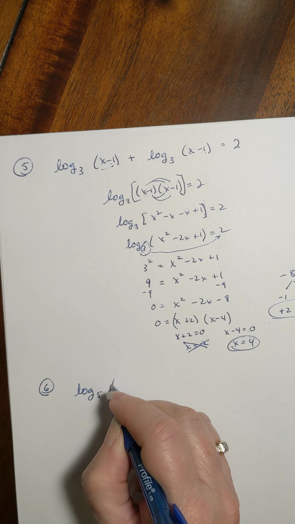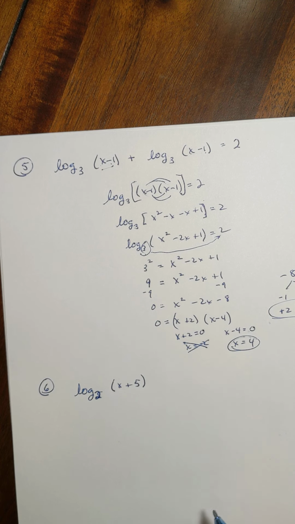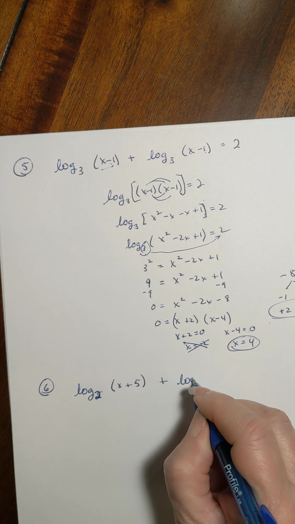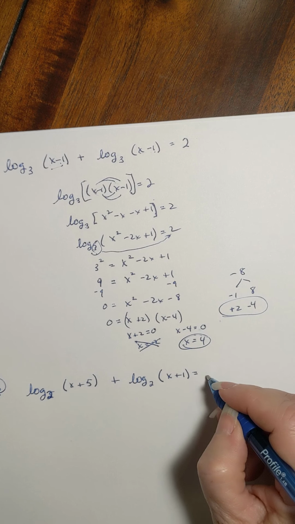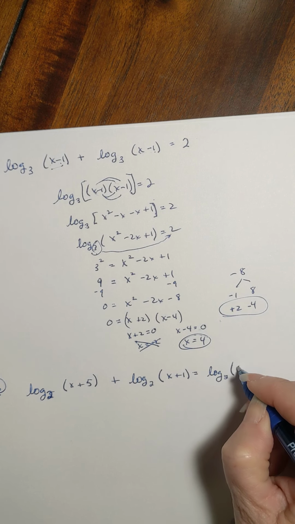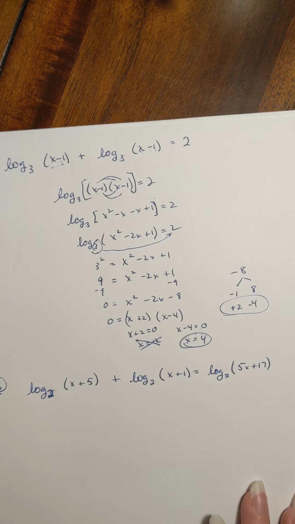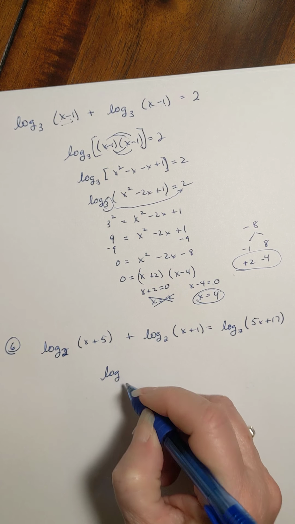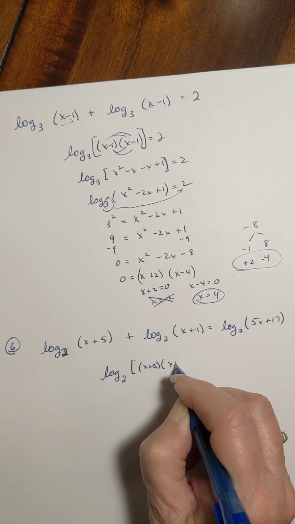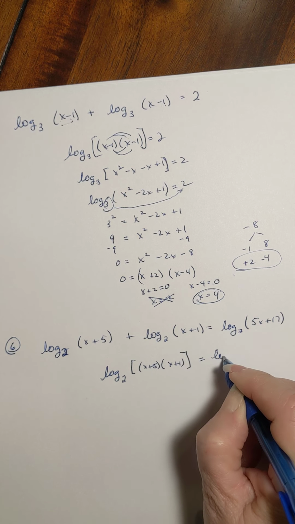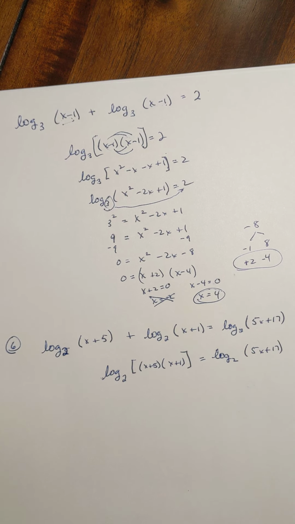log to the base 2 of x plus 5 plus log to the base 2 of x plus 1 is equal to log to the base 2 of 5x plus 17. All right? So again, I want to write these two logs together as a single log. So I'm condensing them. And so that would be x plus 5 times x plus 1 is equal to log to the base 2 of 5x plus 17.